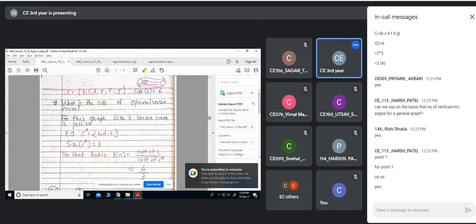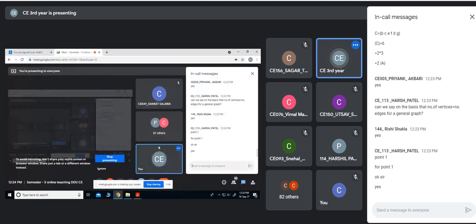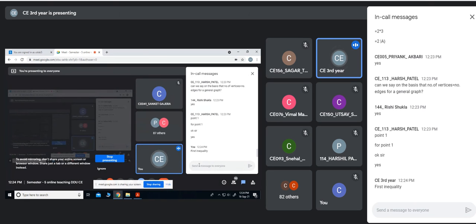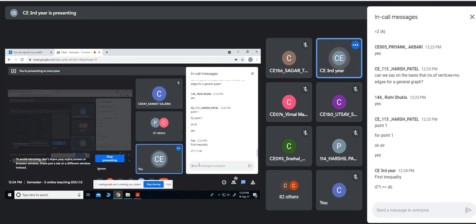And now let me take the first point, the first inequality. What was that? Size of optimal vertex cover is greater than or equal to size of A. Let me explain through example first.